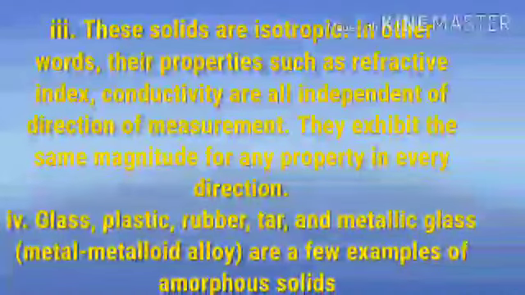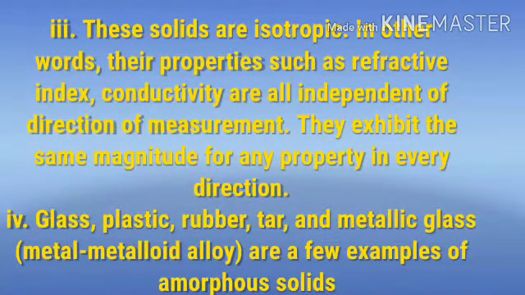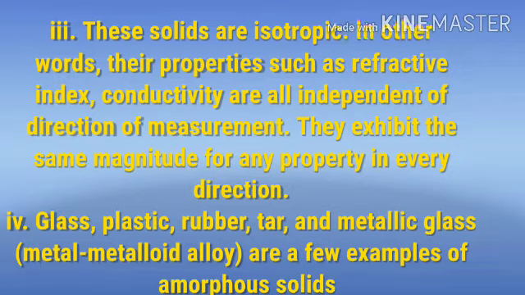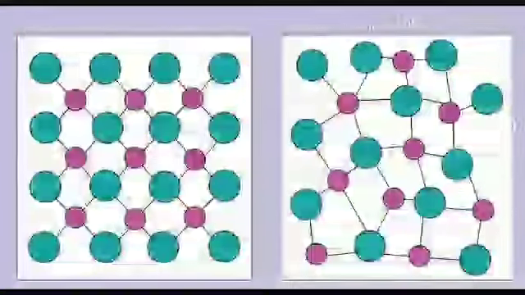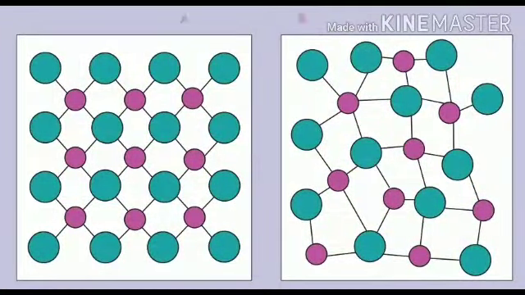Third one, these solids are isotropic. In other words, their properties such as refractive index and conductivity are all independent of the direction of measurement. They exhibit the same magnitude for any property in every direction. For example, glass, plastic, rubber, tar and metallic glass, that is, metal-metalloid alloy, are a few examples of amorphous solids. From pictures A and B, it is clearly observed how the constituent particles are arranged in a crystalline solid and an amorphous solid.